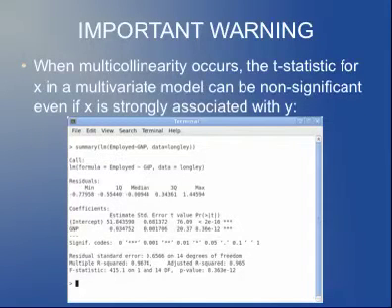Another important warning here, and if you don't get anything else out of the lecture, please remember this, because it makes me sad when people get this wrong on the final every year. As I noted earlier, when you have multicollinearity going on, the t-statistic, if you want to answer the question, is X associated with Y? If you put X in a multivariate model with a bunch of other X's, the coefficient for X can be non-significant, even if there is a very strong association between X and Y.